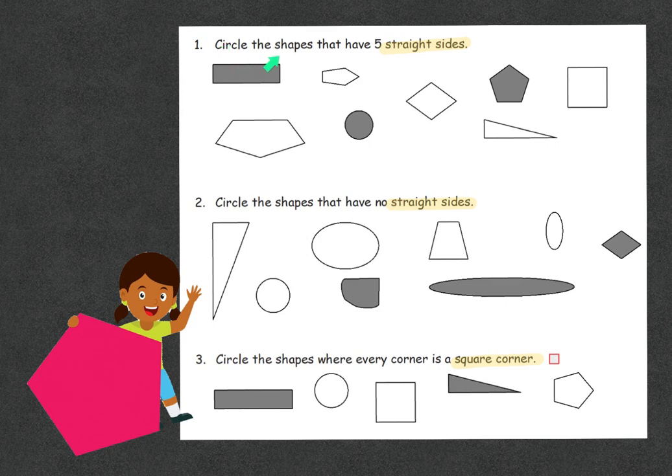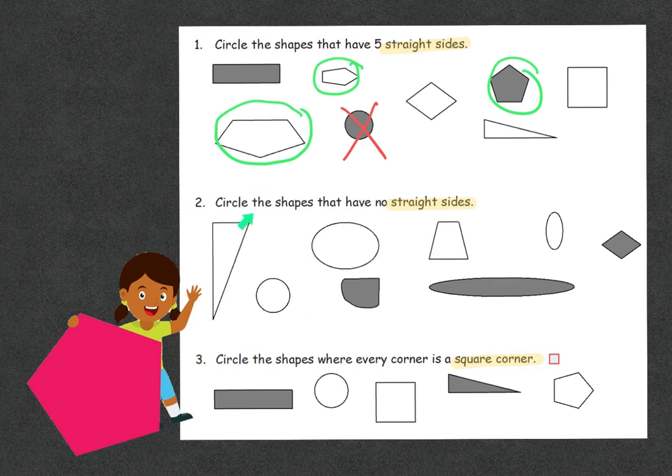Number 1 says to circle the shapes that have 5 straight sides. We can start off by crossing off any circles because we know that they don't have any straight sides. Now, do you remember from our shapes which one has 5 sides? That's right, the pentagon has 5 sides. 1, 2, 3, 4, 5. Now that we know we are looking for pentagons, let's see if there are any more. That's right, we have 1, 2, 3 shapes that have 5 straight sides.